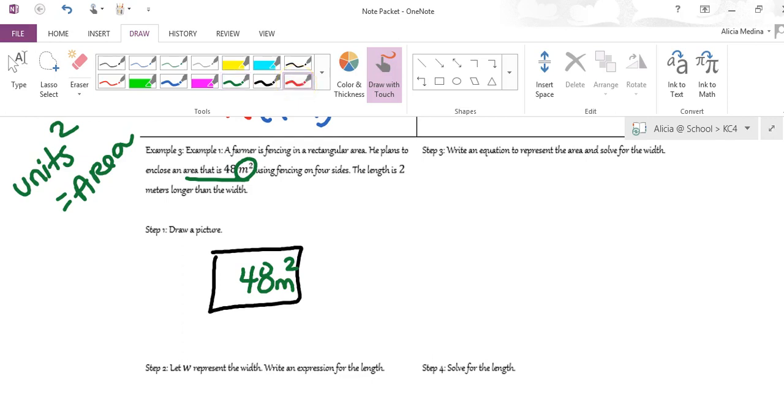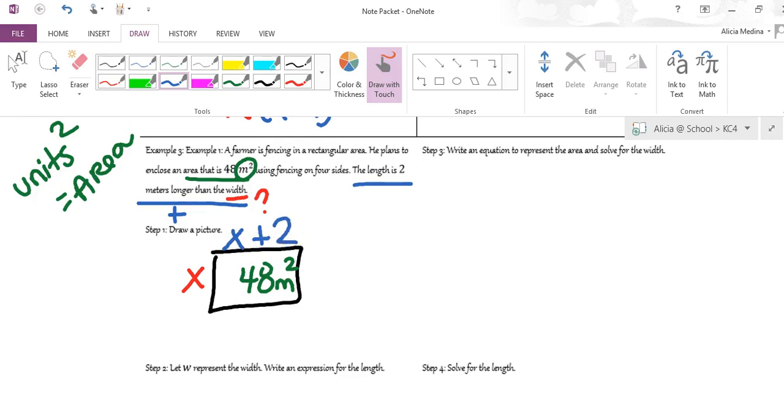It says that we have the plans to enclose this area. Got it. The length is 2 meters longer than its width. So we don't know what the width is, right? So that's just going to be X. And then if our length is 2 meters longer than that, longer means add 2. So whatever the width was, we need to add 2 to it.